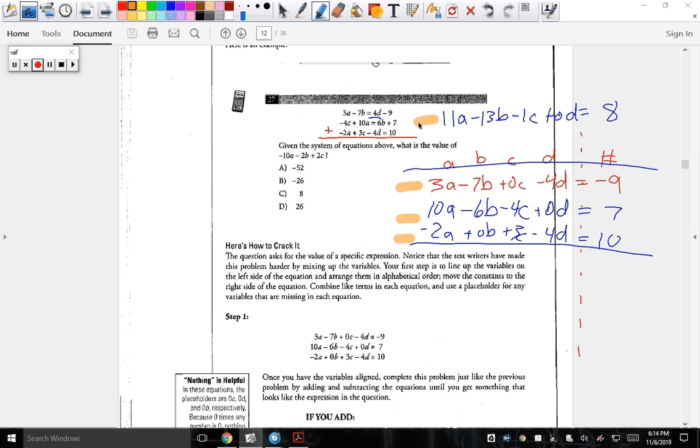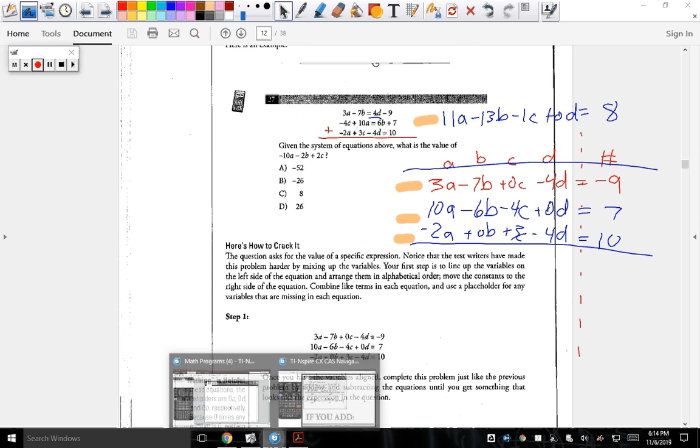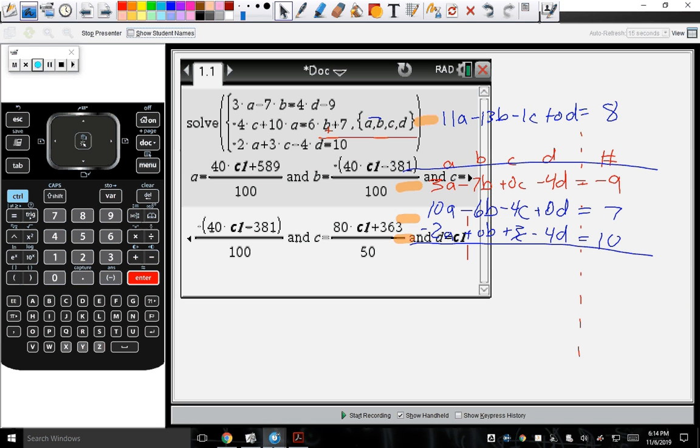I rarely see this level of difficulty on there. It's mostly you get 3 equations and you're only looking for 3 variables. Getting this fourth equation, this is rare. That's why it was a little bit different when I first saw it. Nonetheless, here we go. Okay.